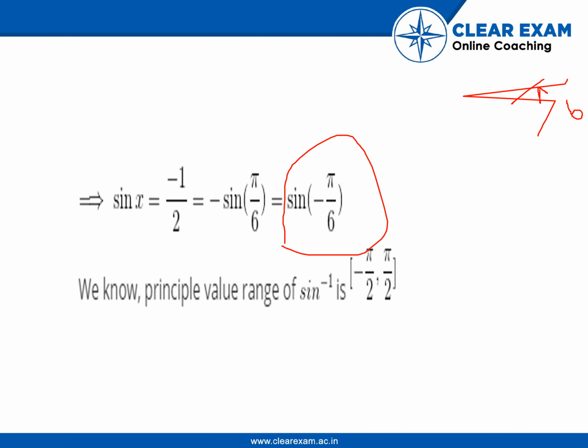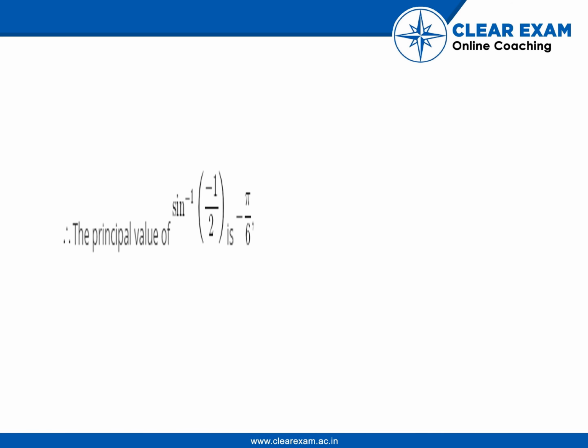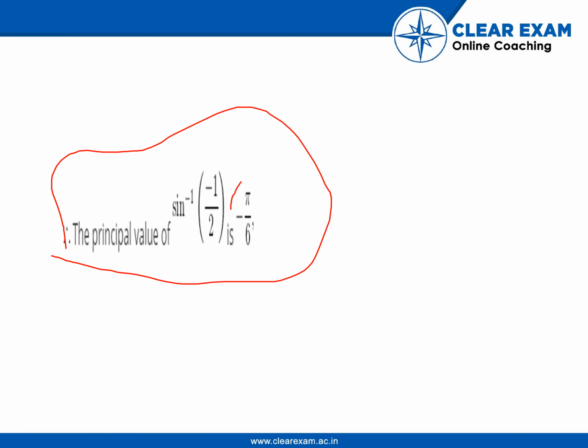We know the principal range of sine inverse, that is minus pi by 2 to pi by 2. So the principal value of sine inverse of minus half is minus pi by 6.